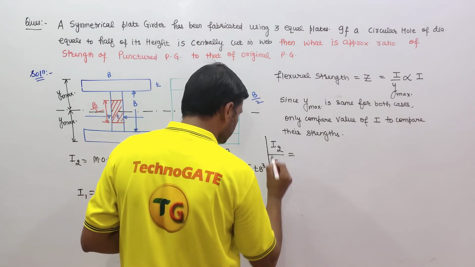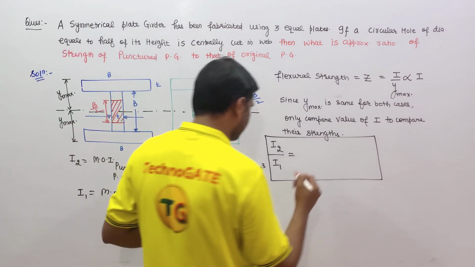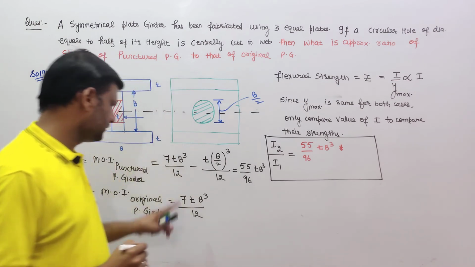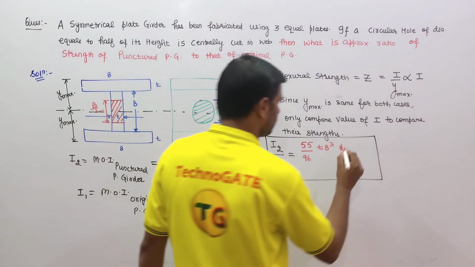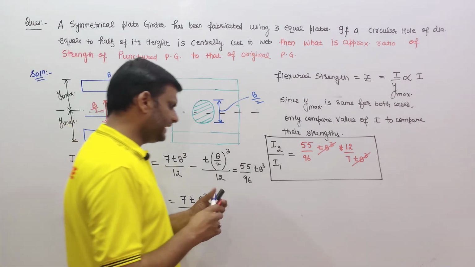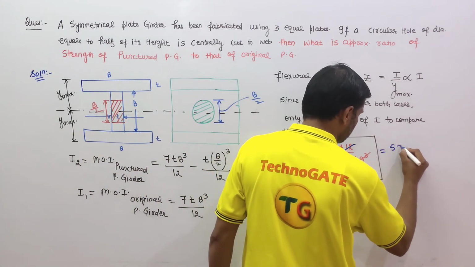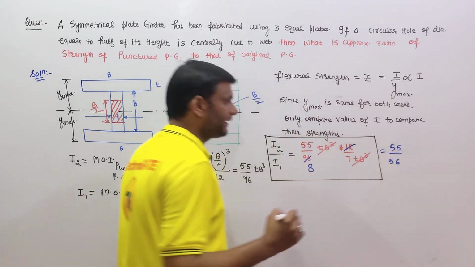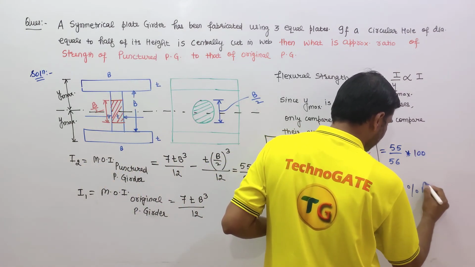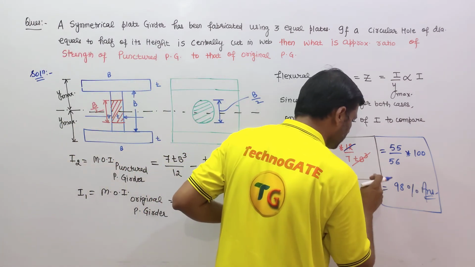Okay, so we have to calculate I2 by I1. That is our answer. So I2 is equal to 55 by 96 TB cube, whole divided by 7 by 12 TB cube, so 12 by 7. TB cube cancels out. 12 eights are 96. So 55 by 56. If I express this value as a percentage, multiplied by 100, that is 98%. It means the strength of the punctured girder is 98% of the strength of the original girder.